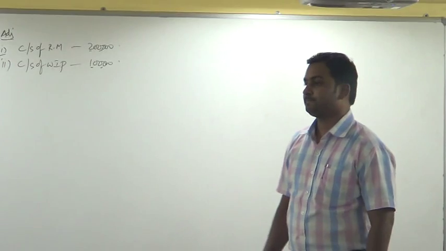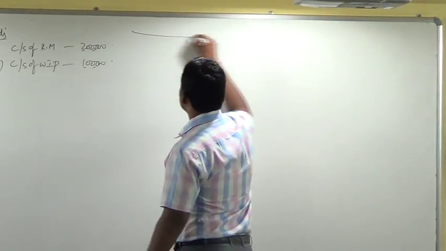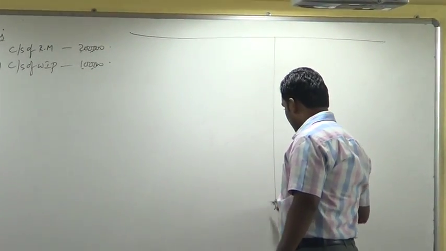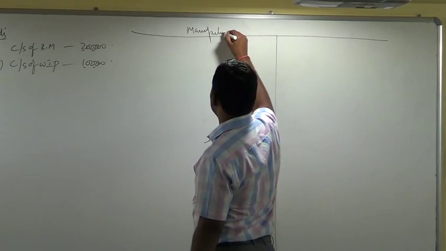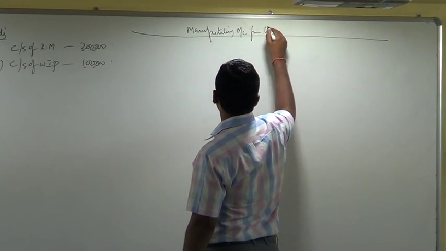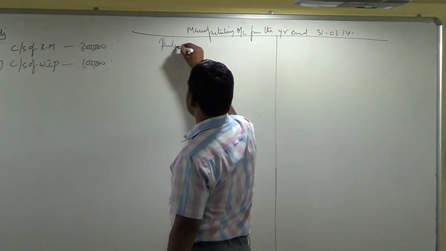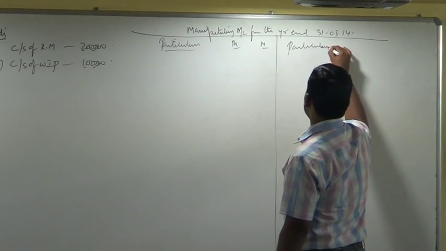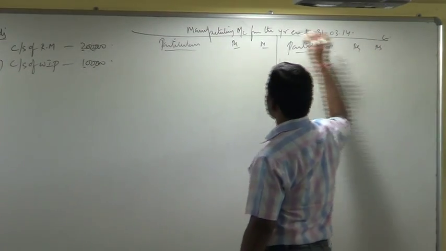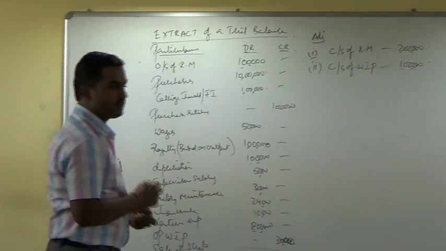Is it clear? So prepare a manufacturing account. Quickly prepare a manufacturing account for the year ended 31st March 14. I am assuming this date. Particulars, rupees, particulars, rupees. Debit and credit.